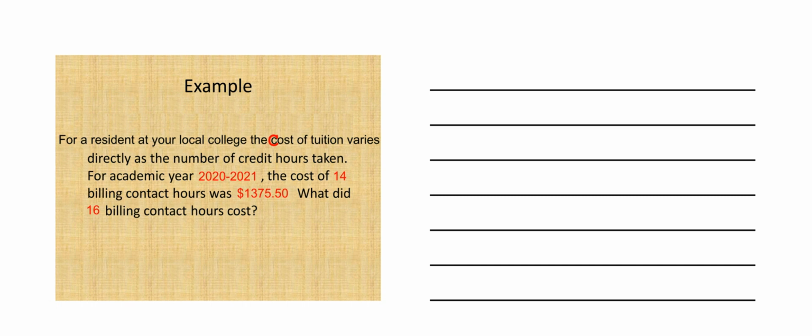Be aware, some of my values may have changed from what you may notice, especially if you have a printout. Once again, we have a resident at your local college, so whatever school you go to, you might want to update some of the numbers as well to represent your college. The cost, so C, of tuition varies directly, keep in mind that keyword directly, as the number of credit hours taken, so let's use H for hours.